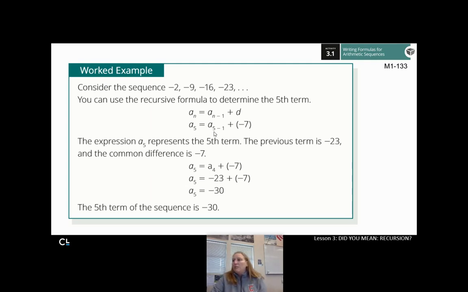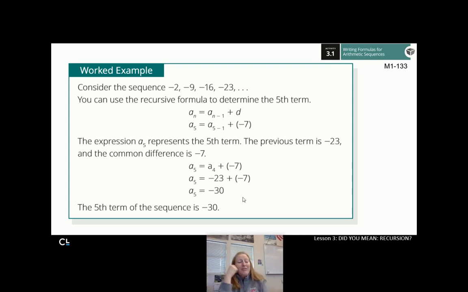So here I'm using my recursive formula. So of course I know that 5 minus 1 is 4. So I'm going to plug in my fourth term. And if I look here, 1, 2, 3, 4, looks like my fourth term is -23. So -23 plus my common difference of a -7 gives me -30. And this tells me that my fifth term is -30.